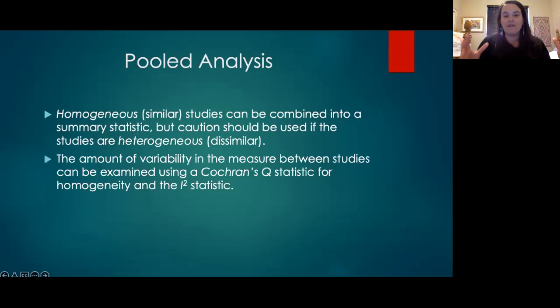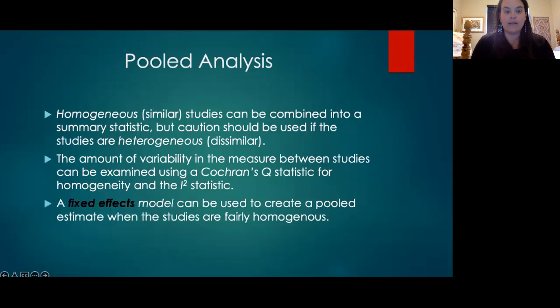The amount of variability in the measures between studies can be examined using a Cochrane's Q statistic, so for homogeneity, and it's called the I-squared statistic. There are full courses dedicated to how to run meta-analyses, and if you want to conduct one, you'll have to jump in a little bit more about those, but we could definitely talk about it. It's just a measure of similarity of studies, and a lot of people do this to make sure that they're doing this correctly.